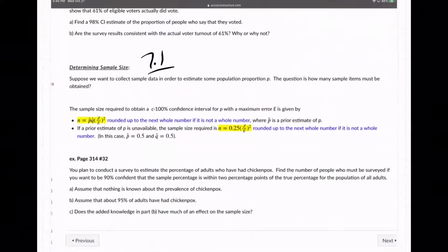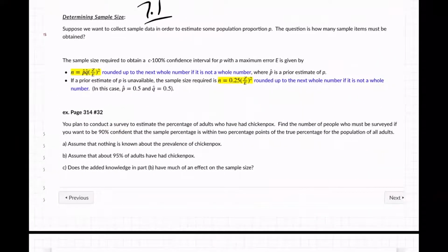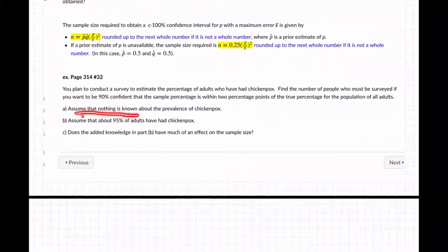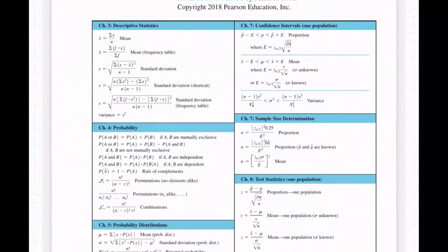So there they are. Which one are we doing here in part A? In part A, it says, assume that nothing is known. Then that's going to be this one, right? This one is known, so it's not that one. It's going to be this one, isn't it? You see that? Because this one says P hat and Q hat are known. Our part A said nothing is known, so it's got to be this one. Z alpha over 2 squared times 0.25 over E squared.